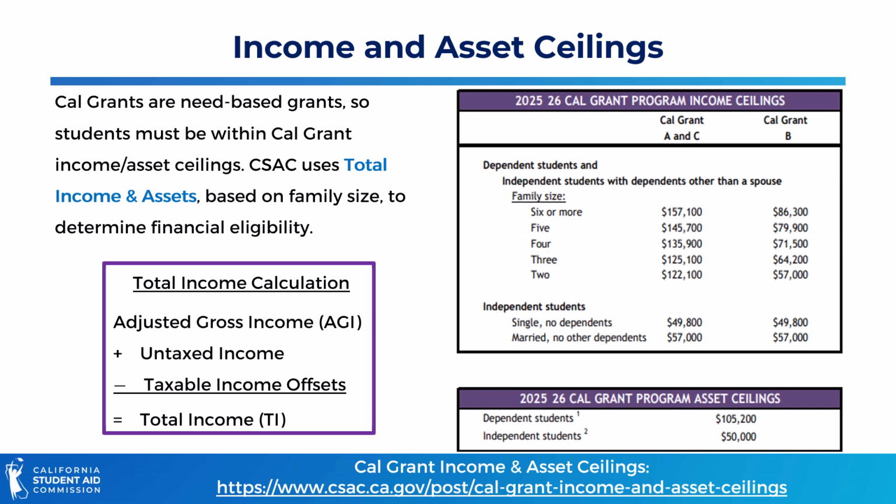If the student is a dependent student, only their parents' income and assets are used. If the student is deemed independent, then only the student's income and their spouse's income are used. The ceilings are also broken down by family size and the different grant types, Cal Grant A, B, and C. Eligibility is based on the adjusted gross income reported on the FAFSA or the CADA.